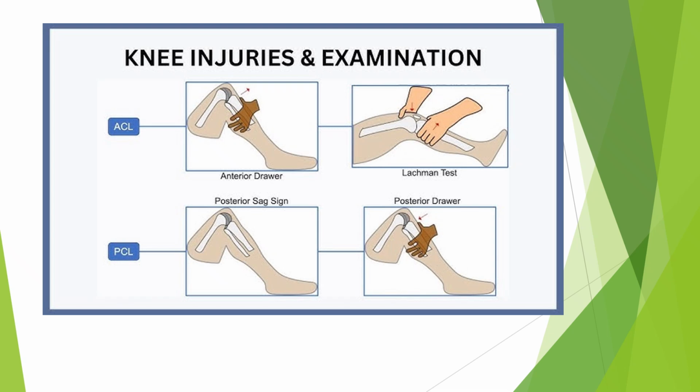During knee injuries, to test the ACL, the anterior drawer test and the Lachman test are used. In the anterior drawer test, the tibia is pulled forwards to check for any excessive movements. The posterior cruciate ligament integrity is tested by using the posterior sag sign and the posterior drawer test. Here the tibia is pushed backwards. In case of a ligament tear, there will be excessive movements leading to a positive drawer sign.